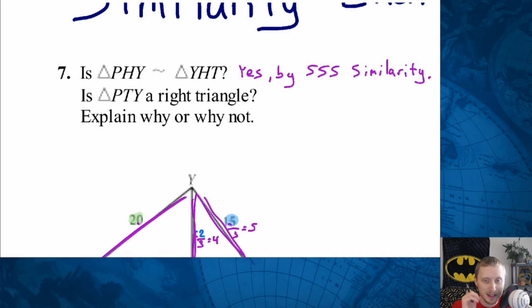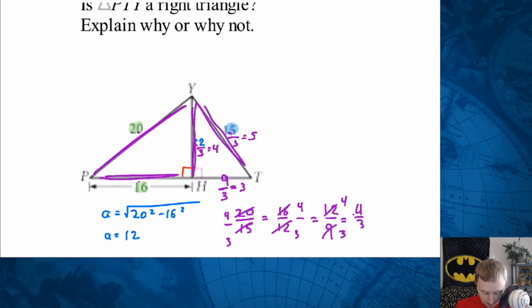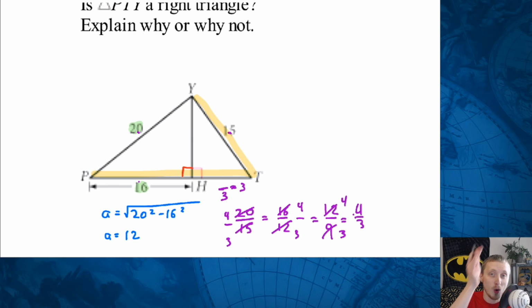Let's go one step further. Is PTY a right triangle? PTY. I've got a lot of doodling all over. Let's clear this up a bit so we can see. PTY. Oh, that's the big one. The whole thing. We already saw that the two smaller triangles on the left and the right are both right triangles. I've drawn two right angles in there already, okay? But is the whole thing a right triangle? If so, its longest side is down here, which means the right angle must be here.